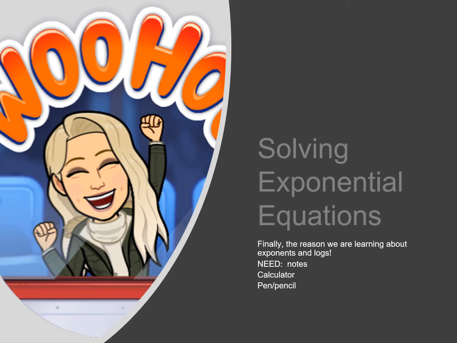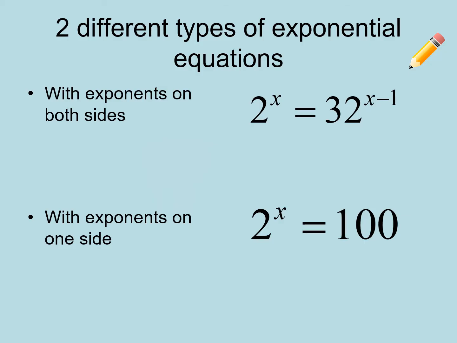So let's get started. We kind of touched on this just a little bit in our converting video, but we have two different types of exponential equations. There's a type where we have exponents on both sides, and when that happens, a lot of times it's going to be our same base, okay? This is when we would try and solve using the same base.